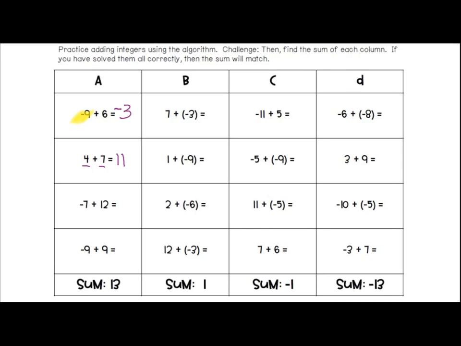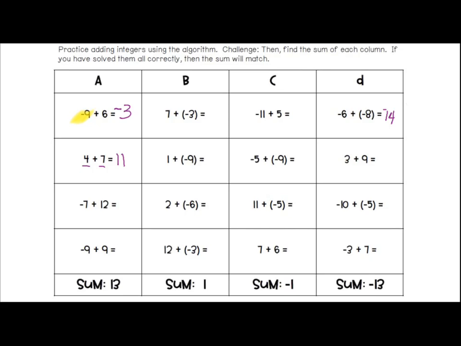I want you to come over now to the D column. We're going to look at this problem here together. When I look at this problem, I notice that I have two negatives. So that means my answer is going to be negative. So then I'm going to take 6 and 8 and add them together and I'm going to get 14. What I want you to do is use your highlighter. If they have different signs, I want you to highlight the number that has the greater absolute value.